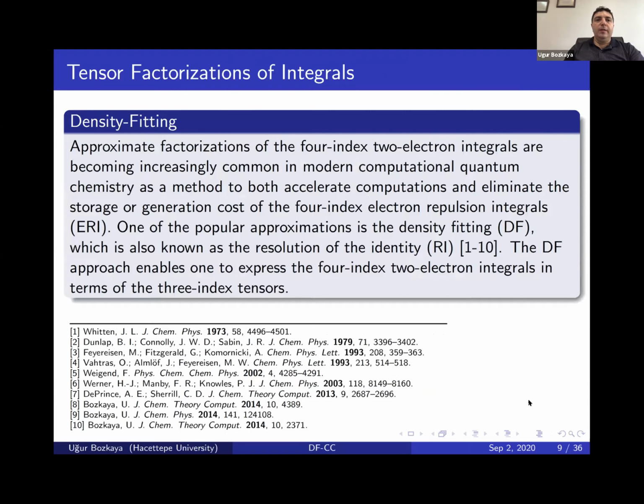Now, I would like to talk a little bit about the tensor factorization of integrals, which is central to my DF-OCC module. Approximate factorizations of 4-index 2-electron integrals are becoming increasingly common in modern computational chemistry as a method to both accelerate computations and eliminate the storage or generation cost of the 4-index electron repulsion integrals. One of the popular approximations is density fitting, which is also known as the resolution of the identity, and the DF approach enables one to express the 4-index 2-electron integrals in terms of 3-index tensors.